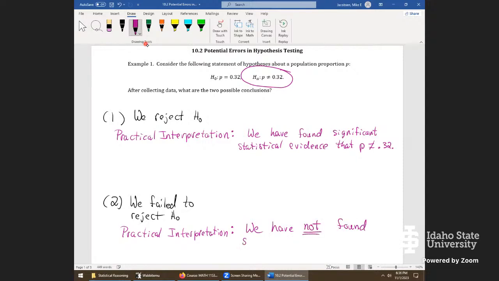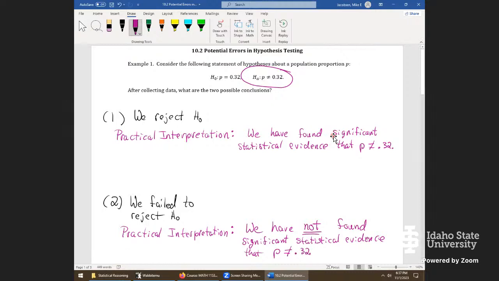found significant statistical evidence that H naught, oh, sorry, I must have lost my train of thought. We have not found significant statistical evidence that, and I should have gone right up here, P is not equal to 0.32.